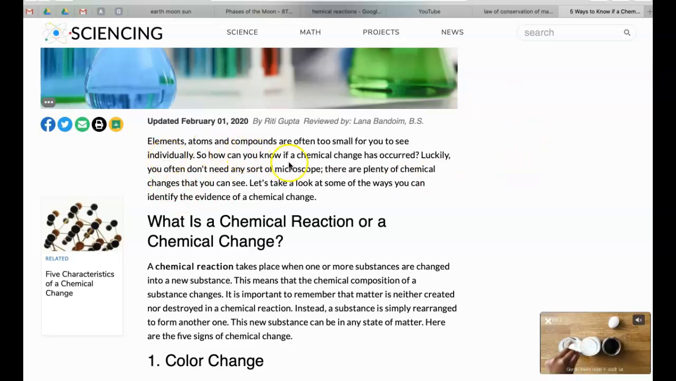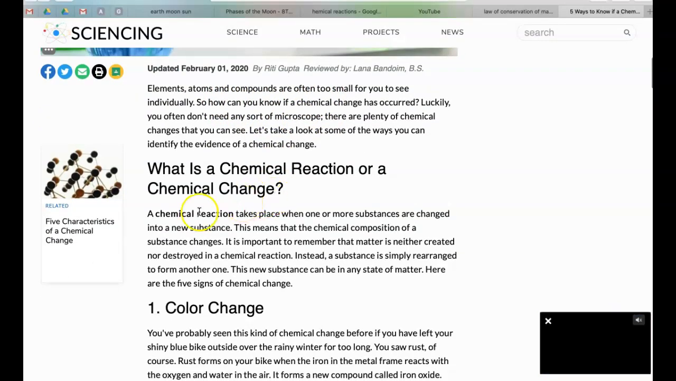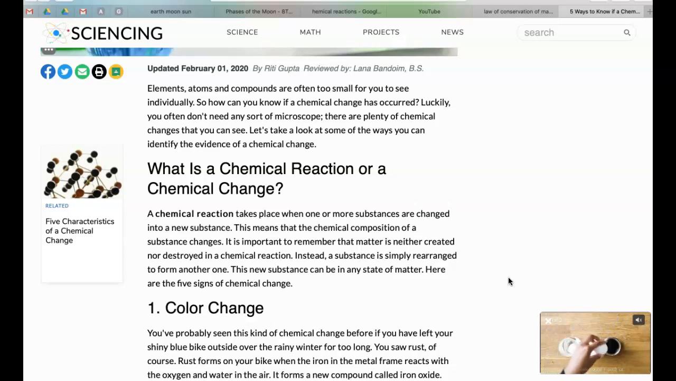Elements, atoms, and compounds are often too small for you to see individually. So how can we know if a chemical change has occurred? Well, first of all, a chemical reaction takes place when one or more substances are changed into a new substance. This means that the chemical composition of a substance changes. It is important to remember that matter is neither created nor destroyed.